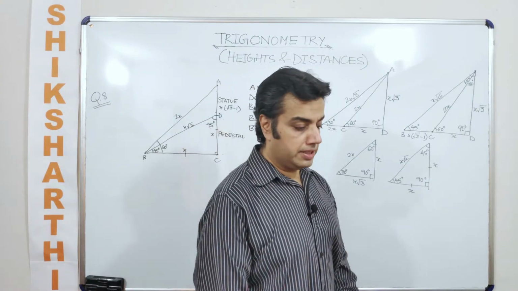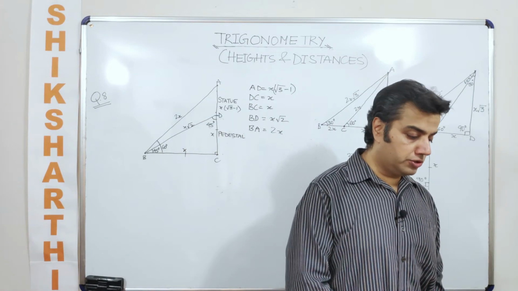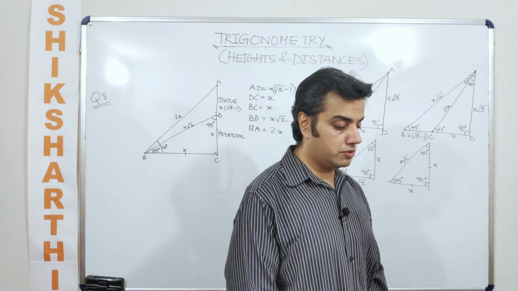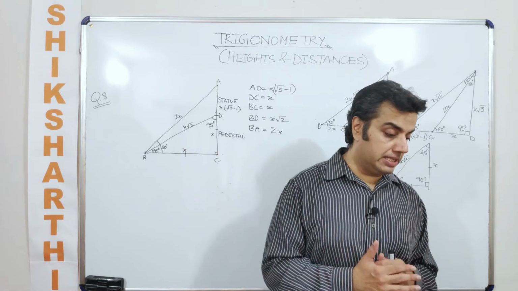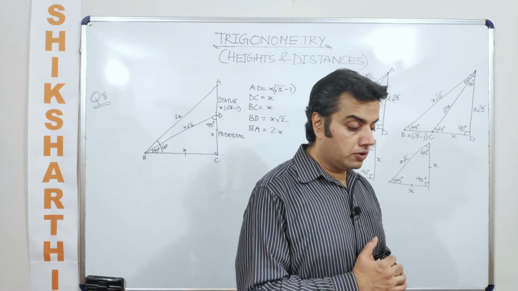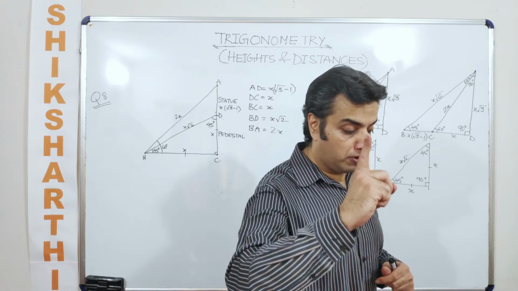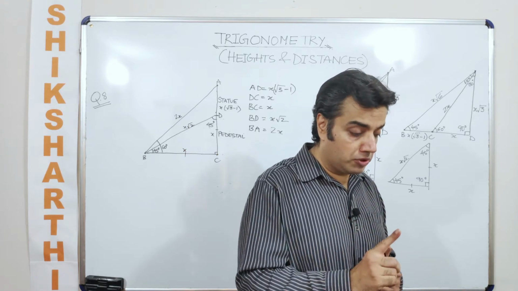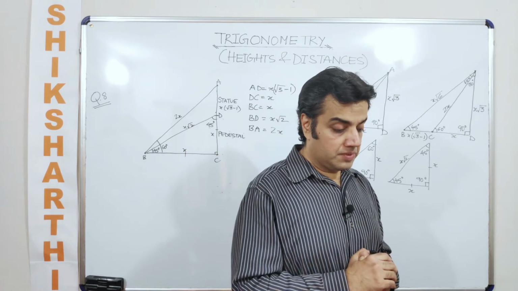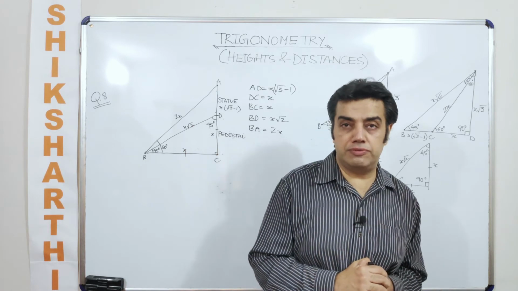So talking about question number 8, let me first read out the question to you. It says a statue which is 1.6 meters tall stands on the top of a pedestal. From a point on the ground, the angle of elevation of the top of the statue is 60 degrees, and from the same point, the angle of elevation of the top of the pedestal is 45 degrees. Find the height of the pedestal.